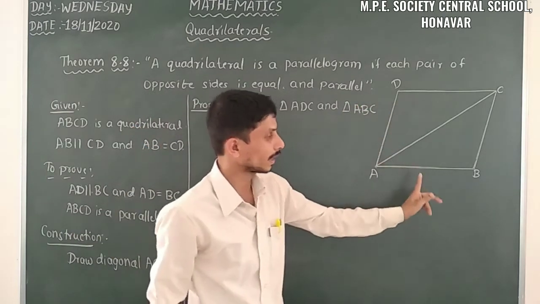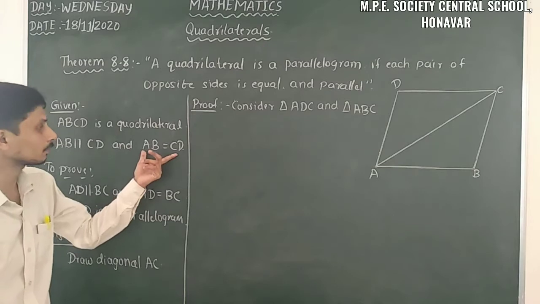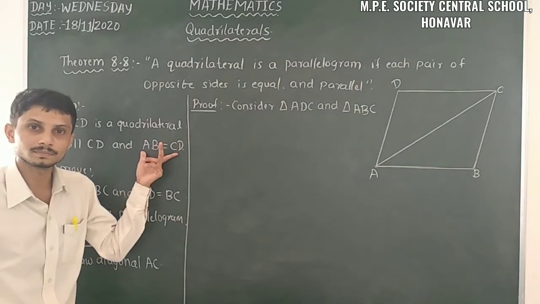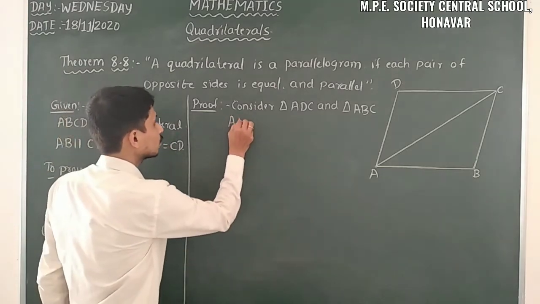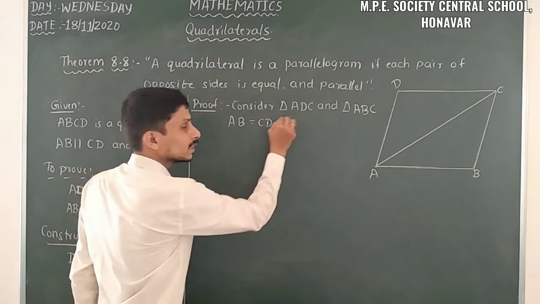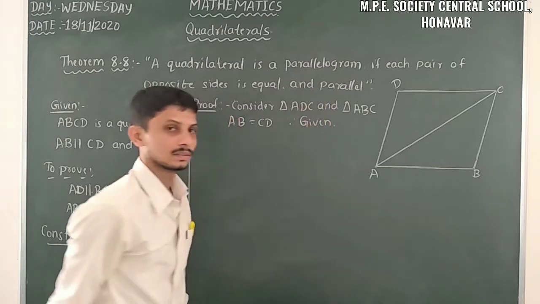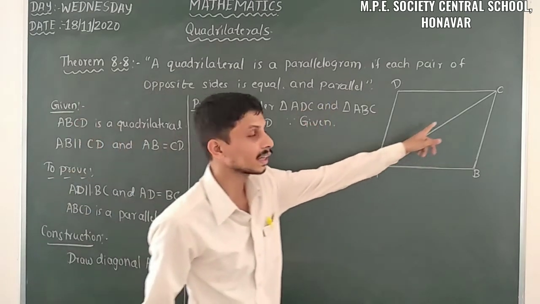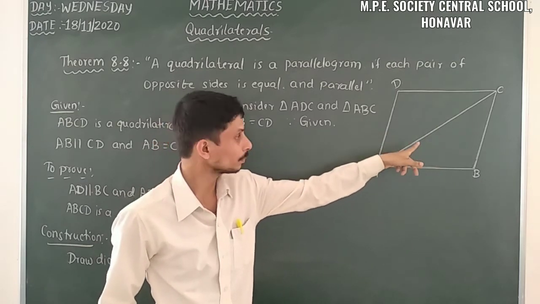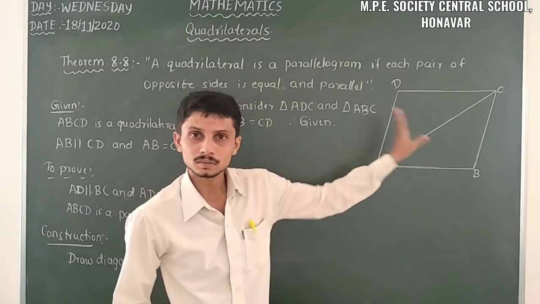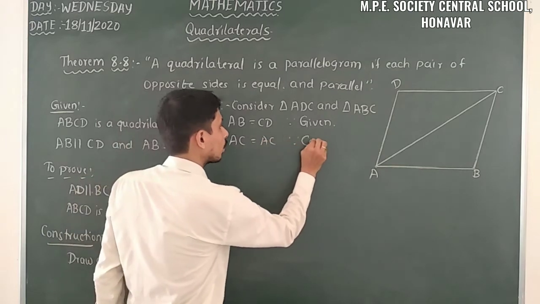In triangle ADC and triangle ABC, we have to find out some of the equalities. What are the equalities we can form? First, AB is equal to CD. It is given: one pair of opposite sides is equal. Then, just observe AC. AC is common to both triangles, the base of those two triangles. That is, AC is equal to AC. It is common.